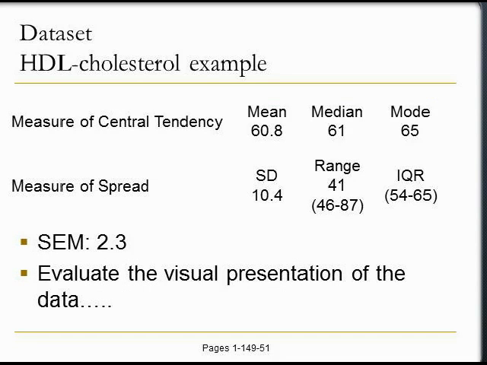You can see the measures of spread. The standard deviation is about 10, and the range is 41. And here's the interquartile range, 54 to 65. The standard error of the mean, remember, is always going to be smaller than the standard deviation, which sometimes causes it to be abused in terms of use in inappropriate situations. So let's evaluate the visual presentation of these data.